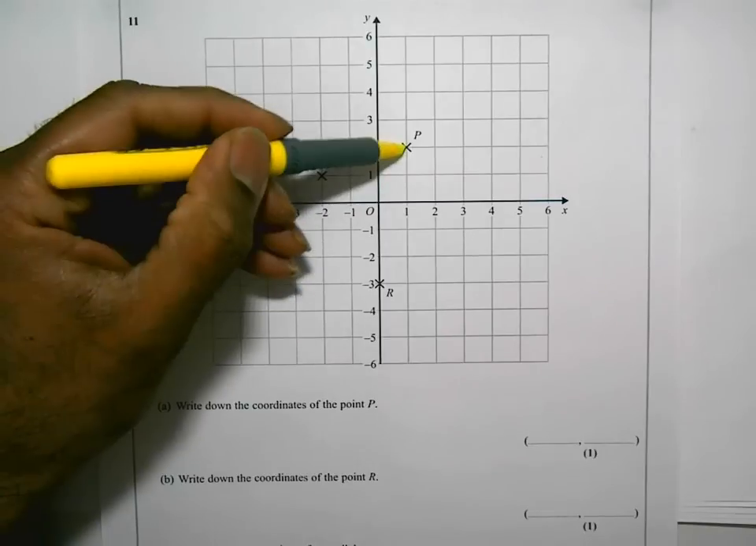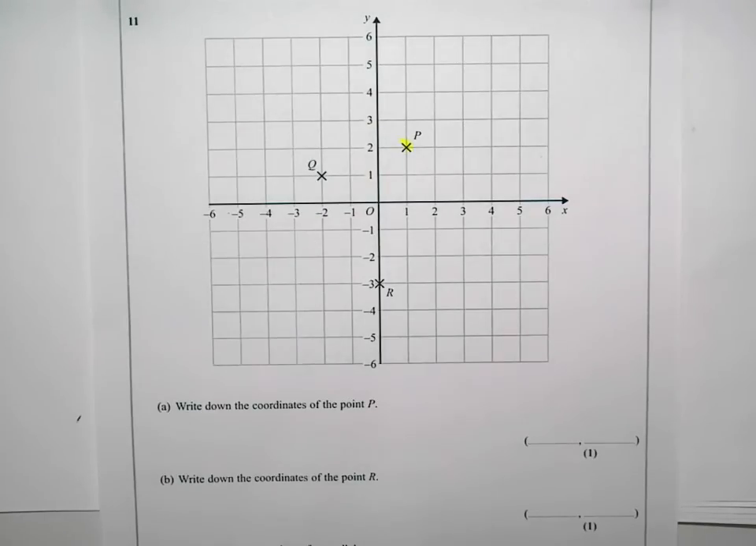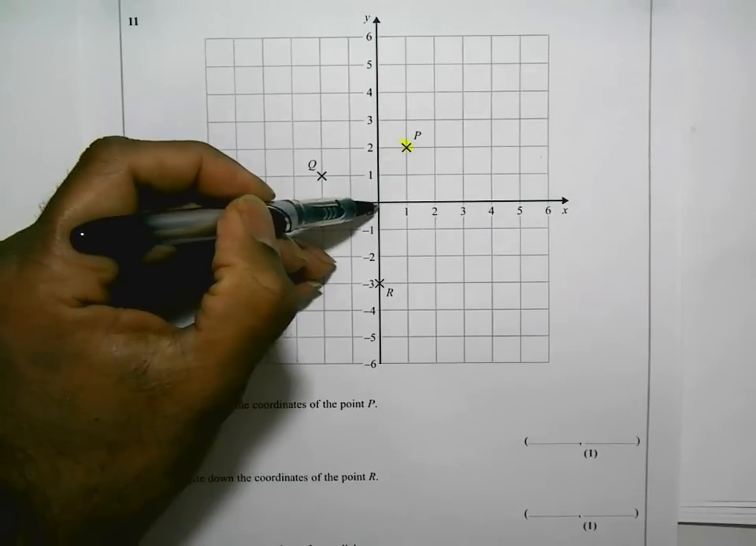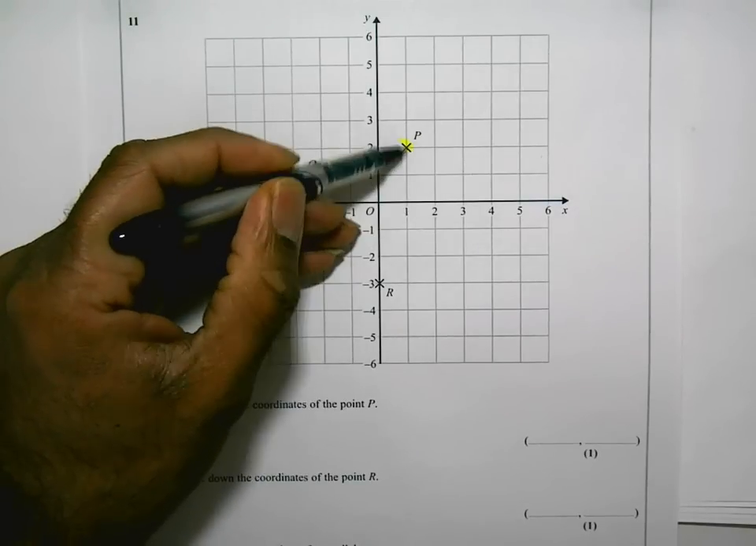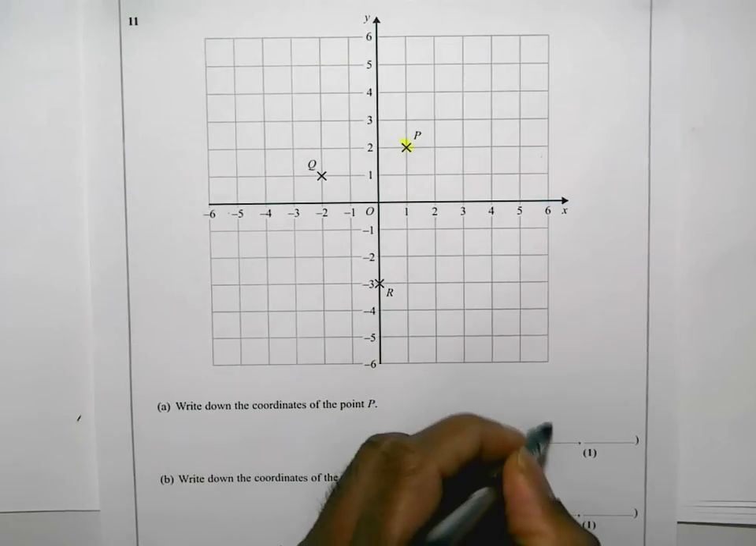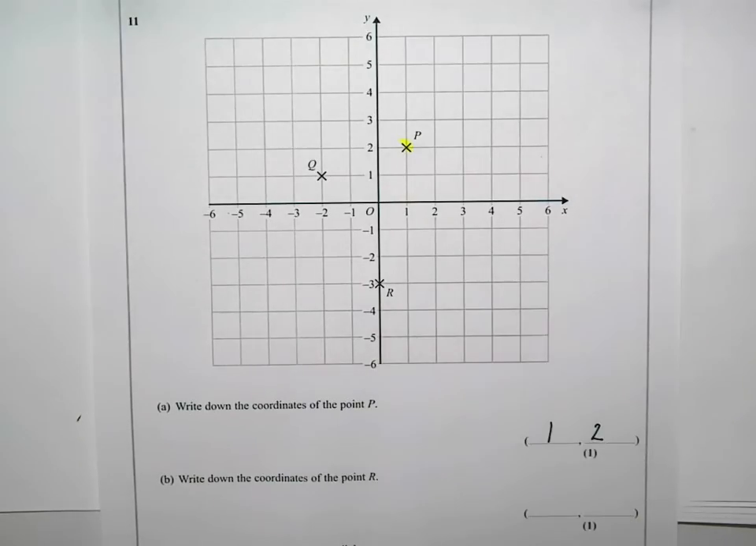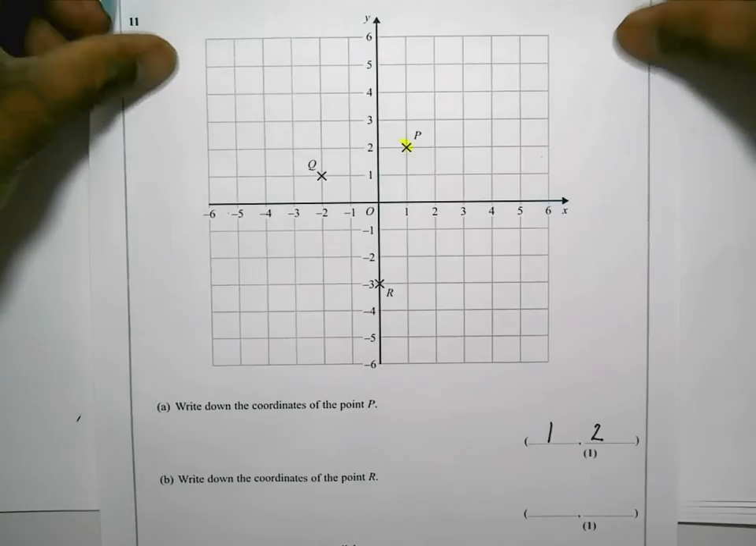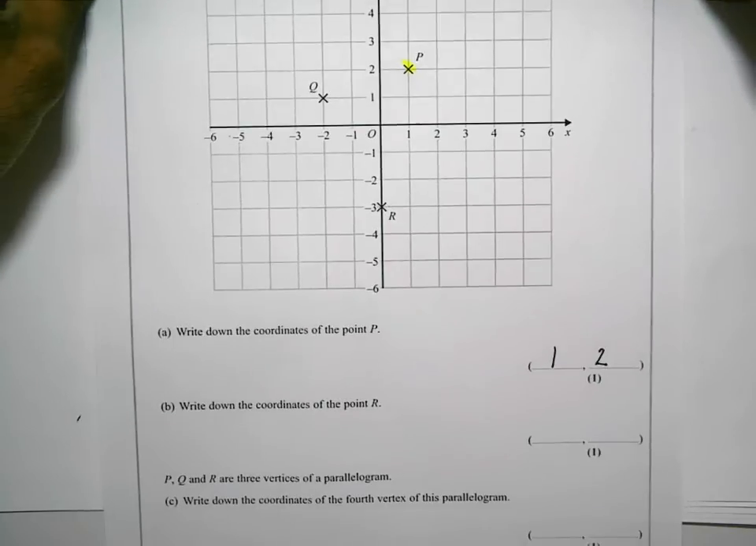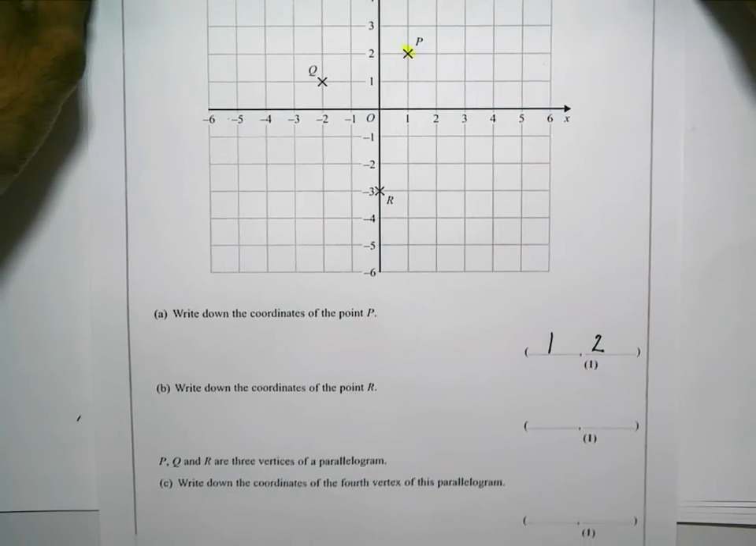So there's point P over there, and writing coordinates, remember, along the corridor, up the stairs. So along the corridor to 1 and then up to 2. So that's what I'm going to write in this space, 1, 2. The x-coordinate is 1 and the y-coordinate is 2. Now I'm going to move this up so that you can see P and Q.